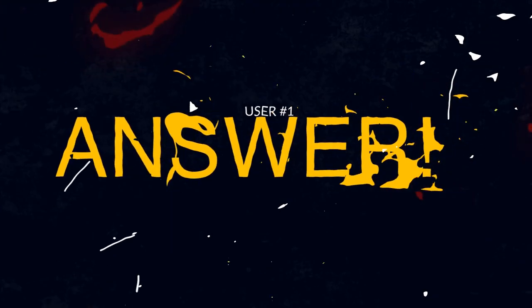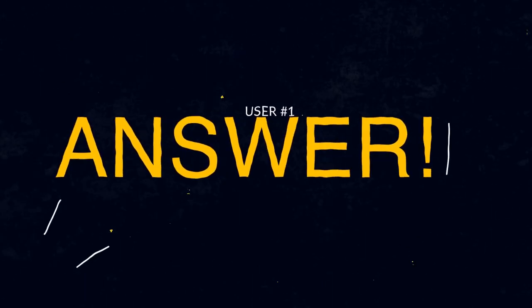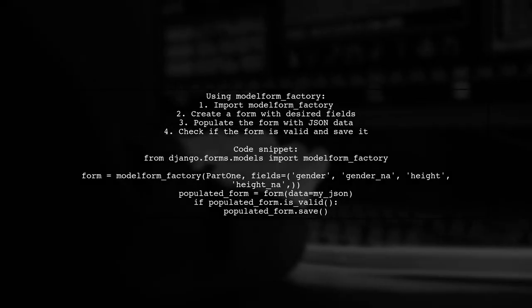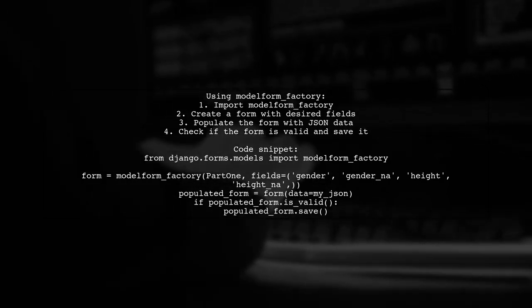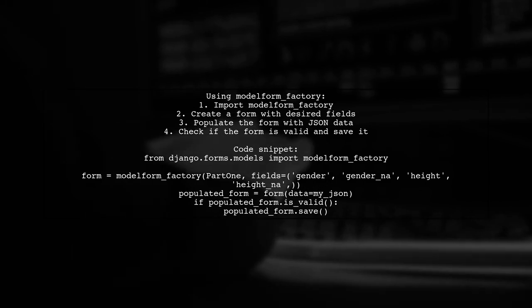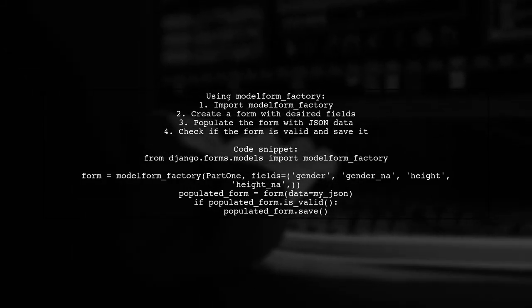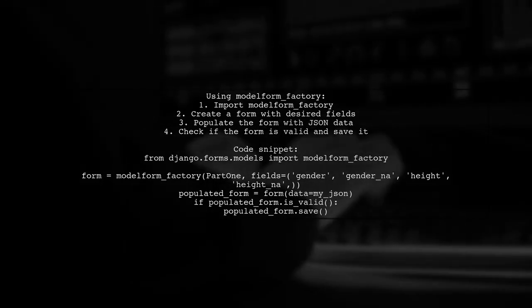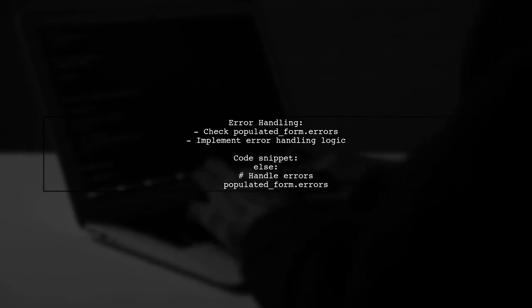Let's now look at a user-suggested answer. To create and save a Django model using JSON data, consider using the model form factory for better validation and control over your input. If the form is not valid, you can handle the errors accordingly.